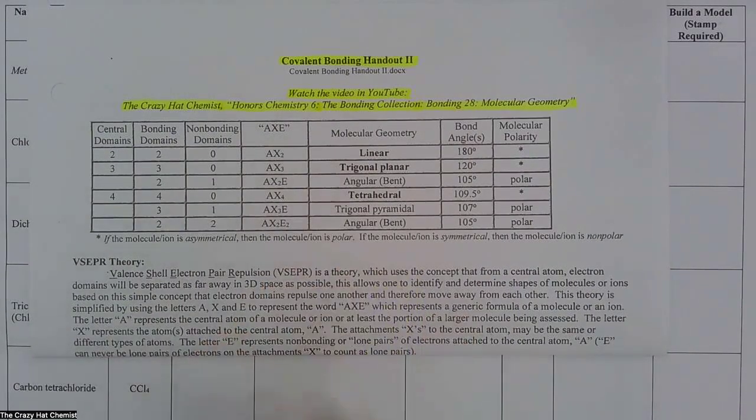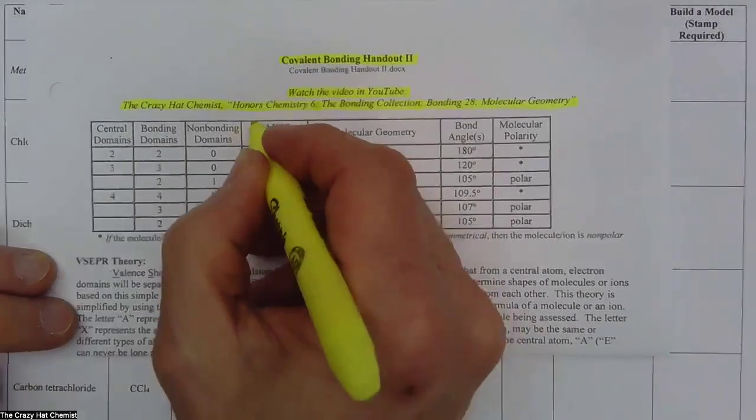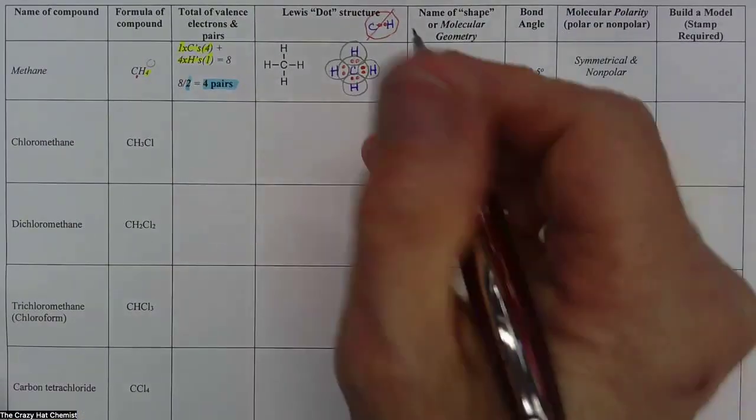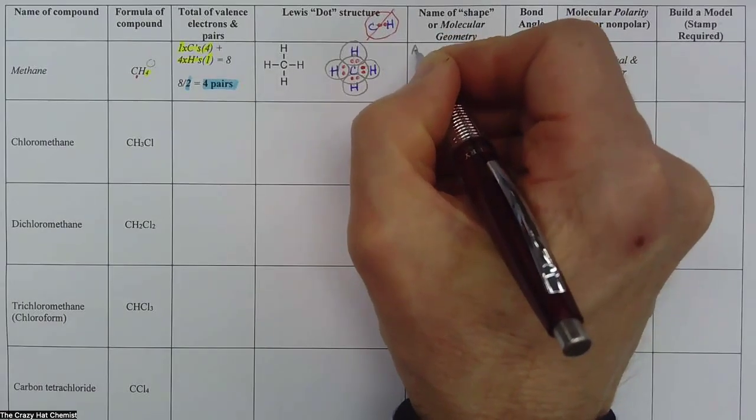Okay, so here's what we're going to do. We are first going to solve for the AX. So we want to get the AX. So the AX is right here, AX.